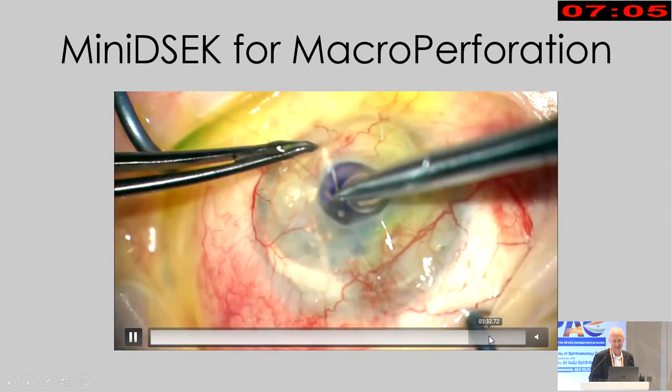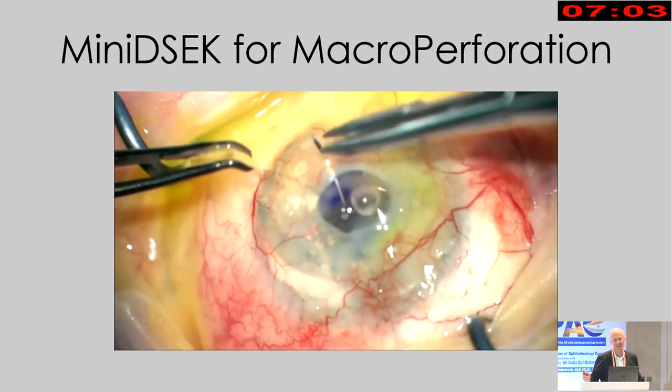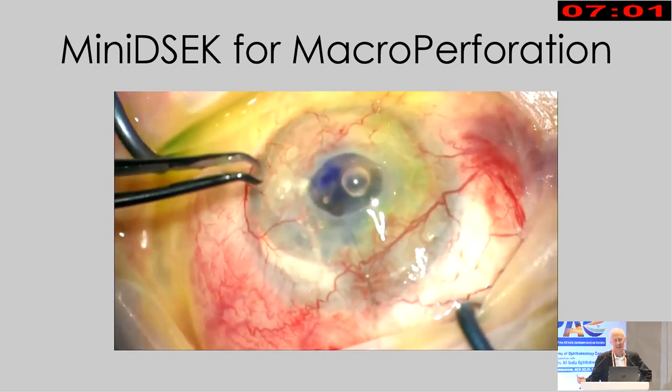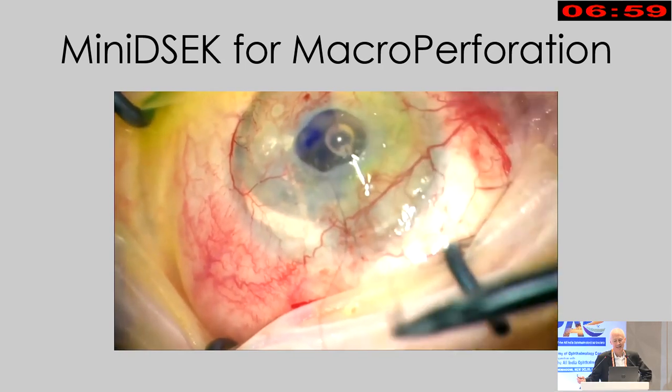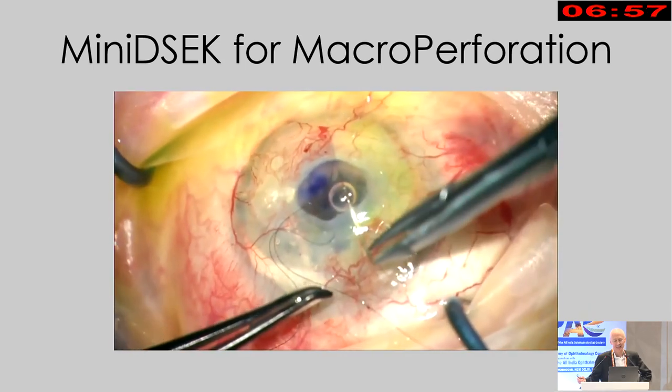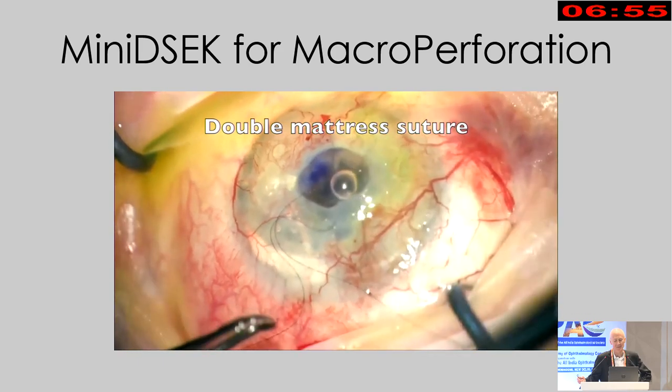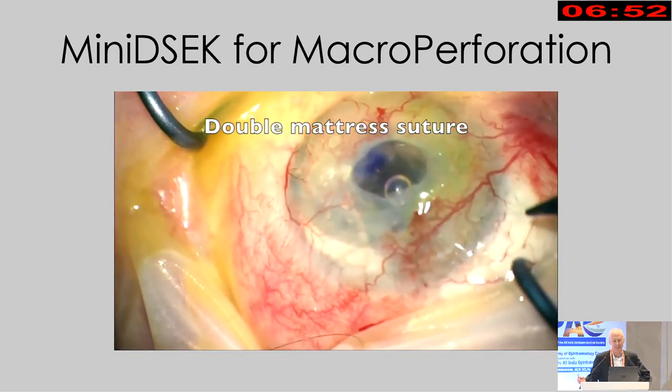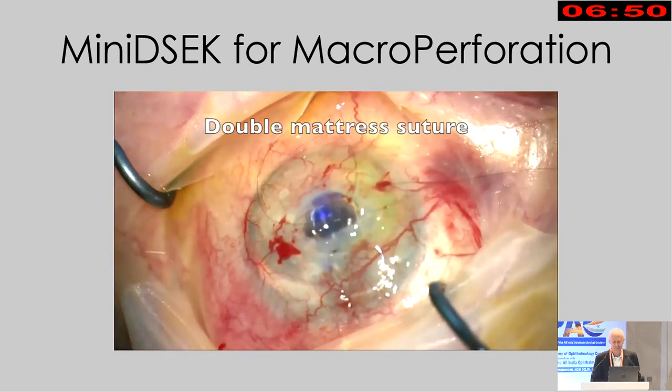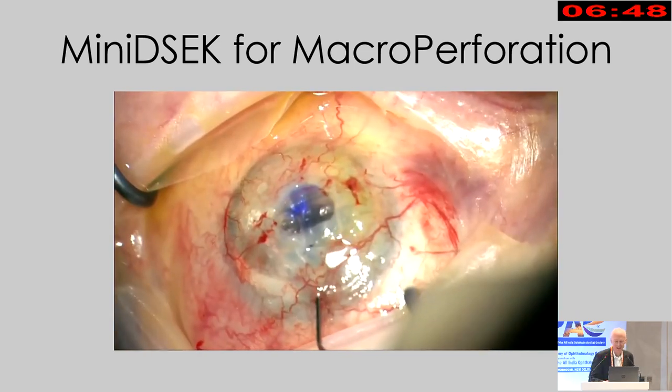Okay. So here's a larger perforation, but you can see the mattress suture going in over there. And that stops the donor just herniating straight back through the perforation when you put the air bubble in the chamber. So I'll leave it there because I want to move on and show you a couple of other things.